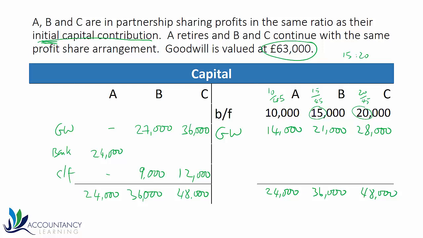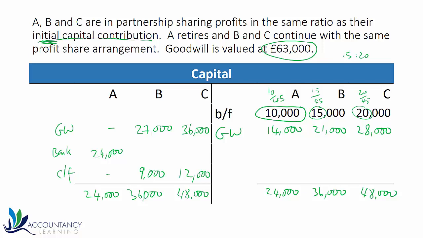Okay, so let's look at the starting and end positions. So partner B had 15,000 of capital at the beginning and now has only 9,000. Partner C started with 20,000 and now has only 12,000. So both of them have lost some money when partner A retires. Well, why is that? Well, it's because partner A put £10,000 into the business when the partnership started. But during that time, the business has been growing. Partner A has been working hard, and now the business is worth more than how much money the three partners initially put into the business.